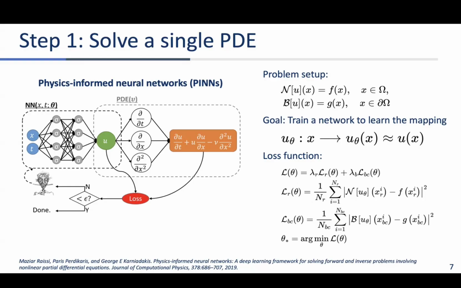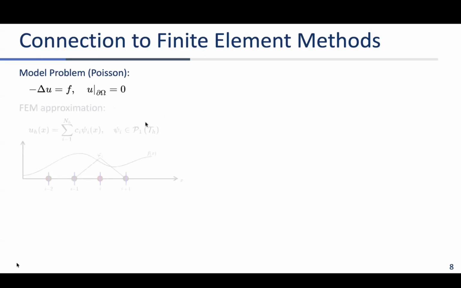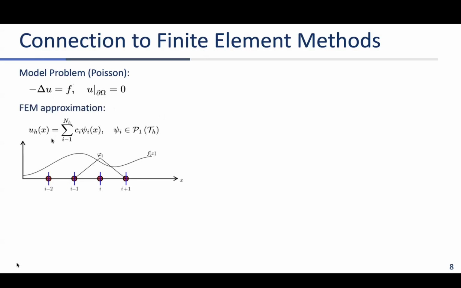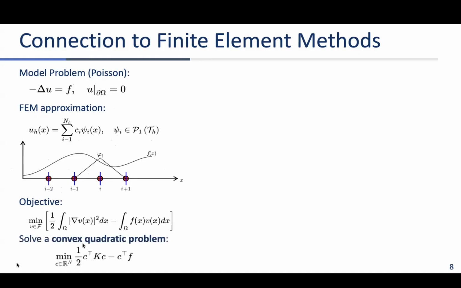To better understand that, let me connect PINNs with the classical finite element method. Suppose we have such a model problem, the Poisson equation. If we want to solve that with finite element, then first of all, we can approximate the target PDE solution u by a linear combination of some bases, and those bases are the finite element bases. Here I just consider the linear FEM, so they are the hat functions. And for finite element, we want to minimize such an objective function. This is basically the PDE residuals in the strong form. At the end of the day, we basically want to determine the coefficient c by solving such a convex quadratic problem.